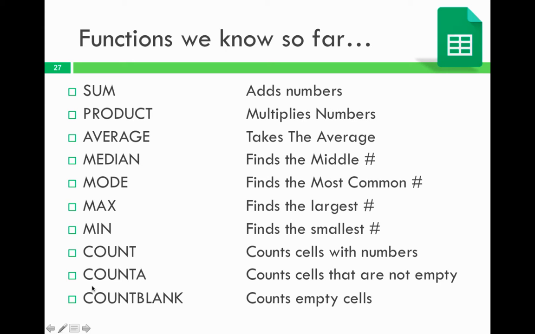Okay, so here are the functions that we've talked about so far. We've taken a look at sum, product, average, max, min, median, mode, and then we have three different options for counting: count, count A, count blank.